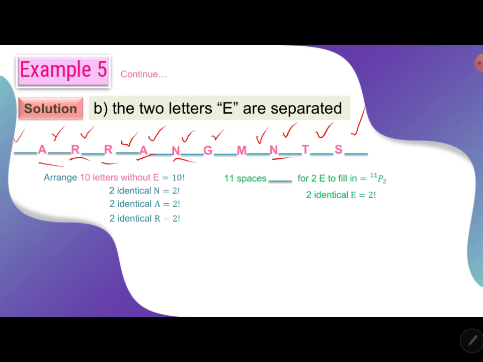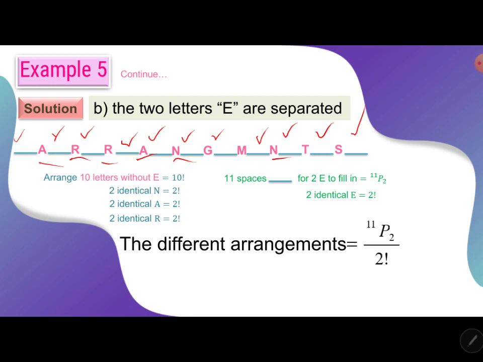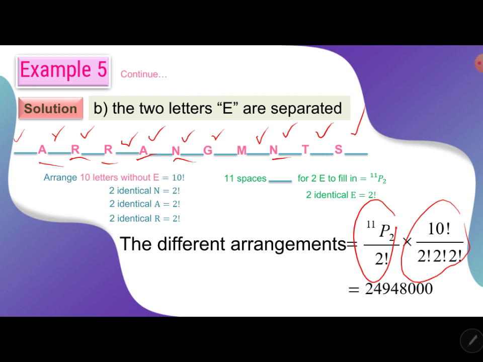So the answer should be 11P2 for the E. Because the 2 E's are identical, we have to divide by 2 factorial. So the different arrangement should be 11P2 divided by 2 factorial, and multiply with 10 factorial divided by 2 factorial, 2 factorial, 2 factorial. This one is to arrange the E, and this one is to arrange the other letters. So the answer should be 24,948,000.